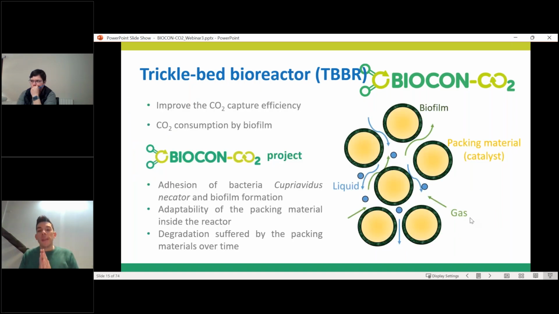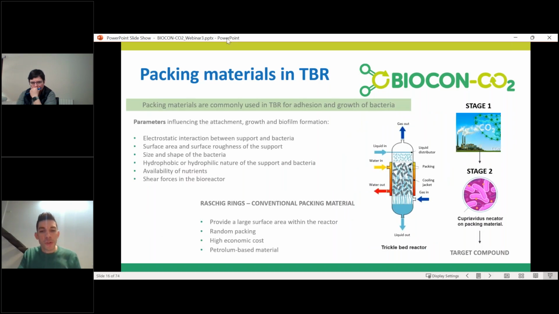In this project, Cupriavidus necator was used as the microorganism for biofilm formation. We used different packing materials to test the behavior in our environment and see if they are degraded or not over time. And now Mari Carmen will present some of the results we obtained within the project about the packing material tests. So Mari Carmen, if you want to continue, please.